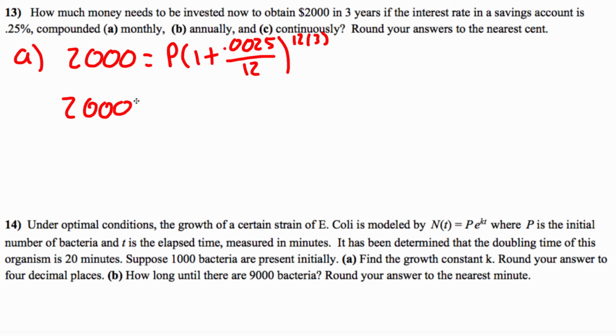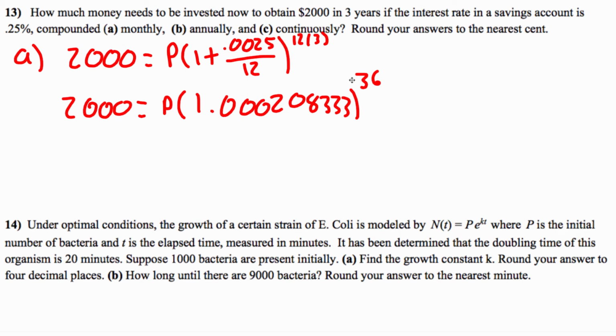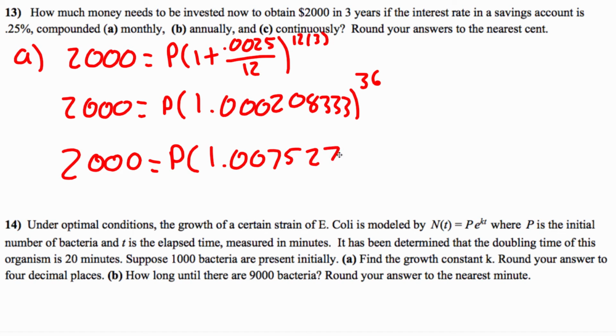Now what I'm going to do is work inside of the parentheses first. So we've got 2,000 equals P times, if I type this stuff into my calculator, and I'm actually going to carry a bunch of decimals just so we can be as exact as possible, we get 1.000208333. And then with this power, 12 times 3 is going to be 36. So now if we take this number raised to the 36th power, we get 2,000 equals P times 1.007527408. Now in order to get P all by itself, we're going to divide both sides by this big long decimal.